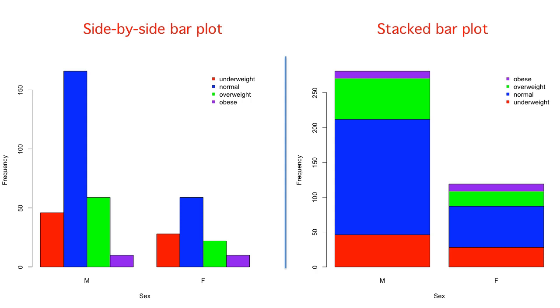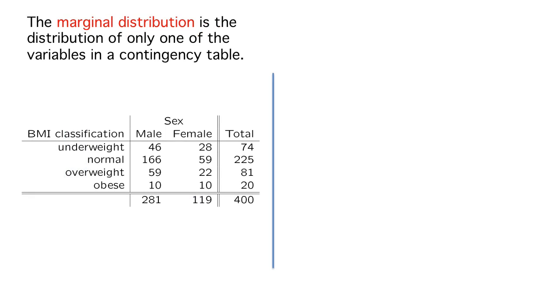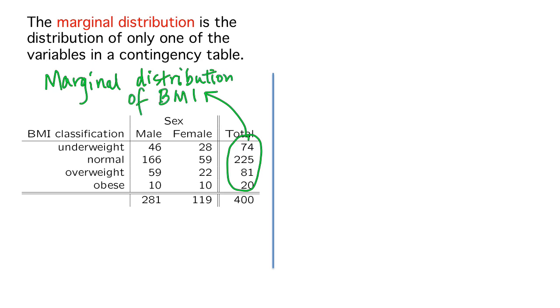So although the normal weight bar is taller for males than it is for females, it is difficult to judge from these plots if a greater fraction or proportion of the males tend to be normal weight than the fraction of females who tend to be normal weight. And we need to do some more work to make a fair comparison. The marginal distribution of a categorical variable can be thought of as the distribution of only one of the variables in a contingency table. We can see it in the margins of the table by taking the row or column totals.